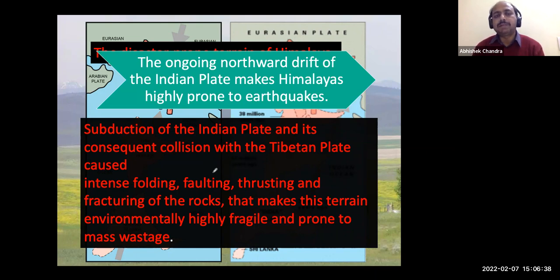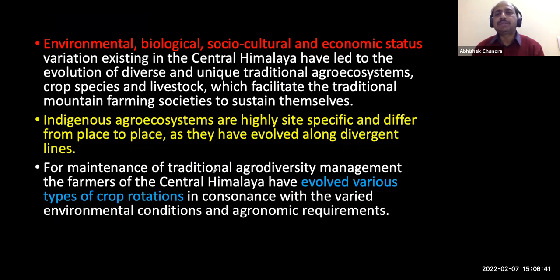Then the farmer developed different types of agriculture practices, commensurate with the environmental, biological, social, and economic status. Indigenous ecosystems are highly site specific. They differ from one place to another. Somewhere they take four crops over two periods. Somewhere they do mixed cultivation, cultivating several crops together. In Uttarakhand, they specifically cultivate 12 grains together. Locally it is called Baranaja. Baranaja means 12 grains cultivated together.